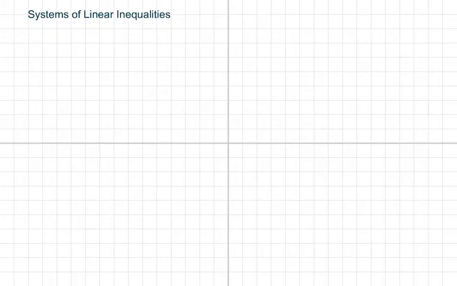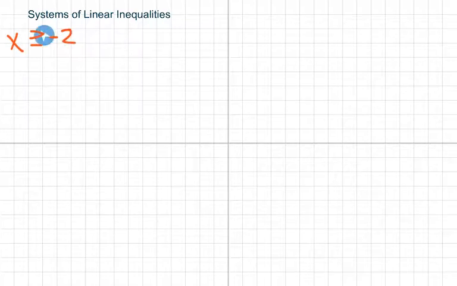This last lesson in Unit 7 is going to cover systems of linear inequalities. And it will probably be beneficial for us to do a quick review of what it is to graph a linear inequality, because all graphing a system of linear inequalities is just graphing more than one of them on a single coordinate plane.